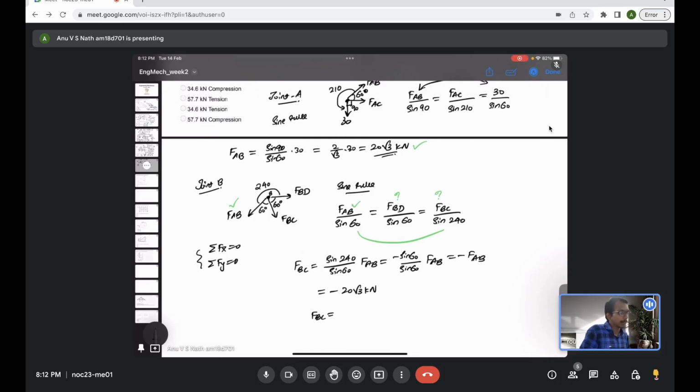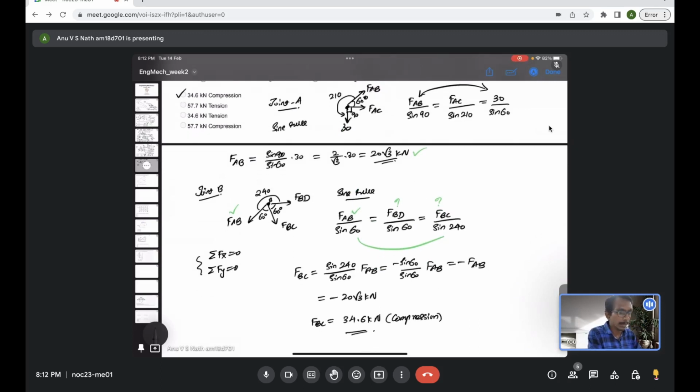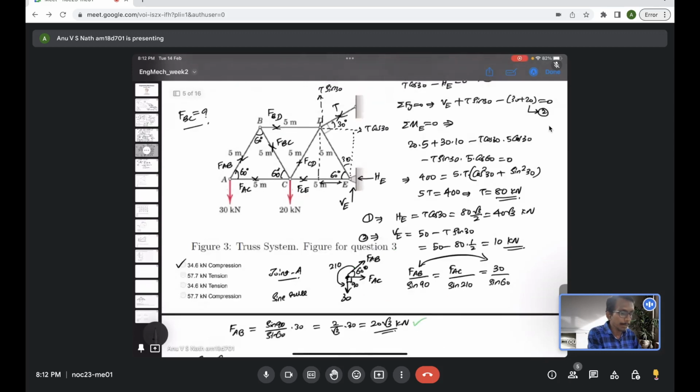So if I evaluate 20 root 3, it's 34.64 kilonewton. Because of negative sign, we should say it is compression. So do we have the option? Yeah. So option A, 34.64 kilonewton in compression. So that's the answer for this question.